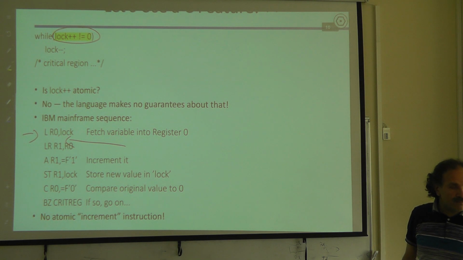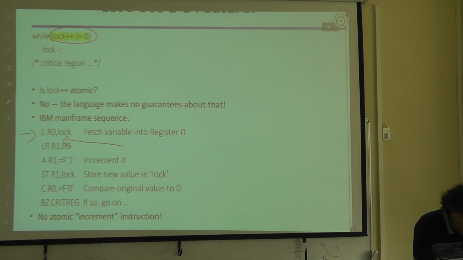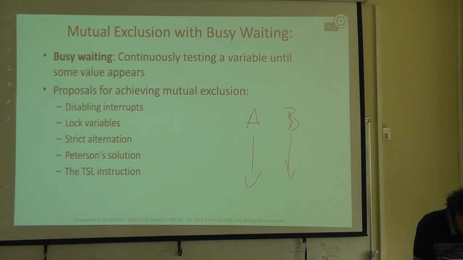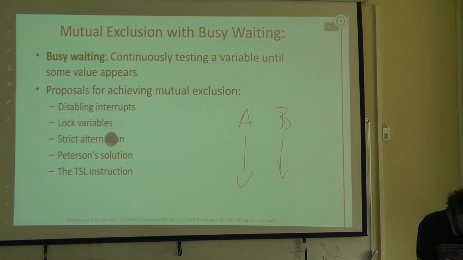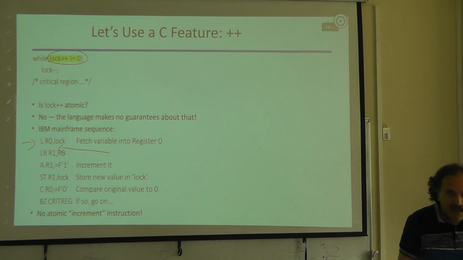Question on this one? So this is not a good solution. We need to come up with some other solutions. What did we say? We are going to use lock variables and we are going to use strict alternation. One solution is to use strict alternation.